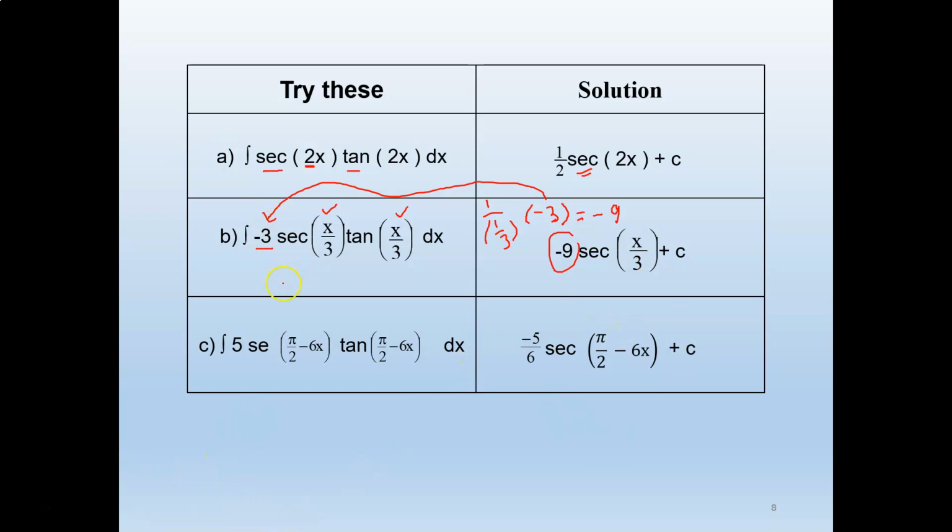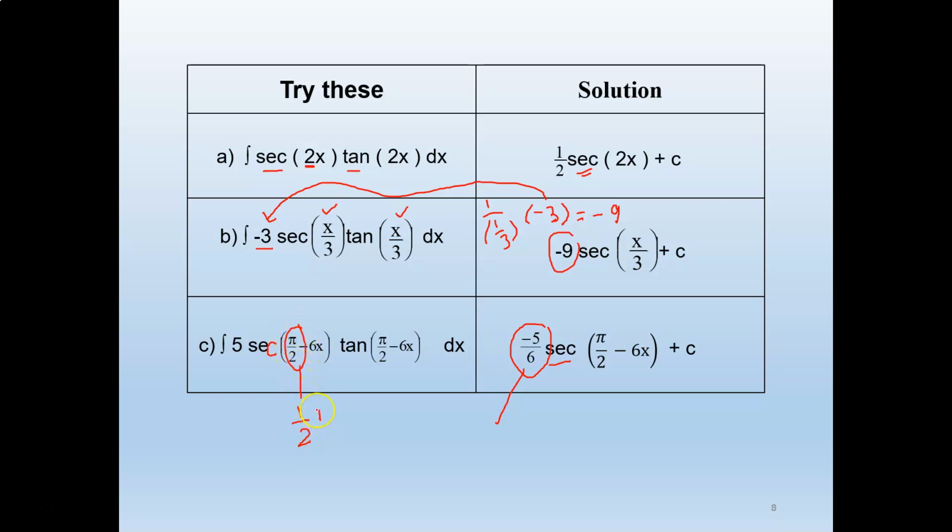And then for C, integration of 5 sec, I'm sorry. I'm missing the C over here. The integration of 5 sec pi over 2 minus 6x tangent pi over 2 minus 6x dx. So again, when you have sec and tangent, when you integrate, you will always have sec, and then this whole thing lah in the bracket. And how do I get negative 5 over 6? It's because of over here. How do I get 5 over 6? It's because over here you have 1 over 2. Okay. This thing.